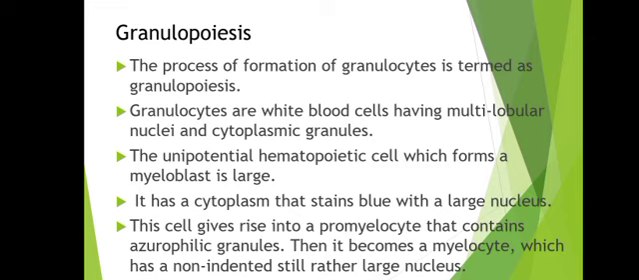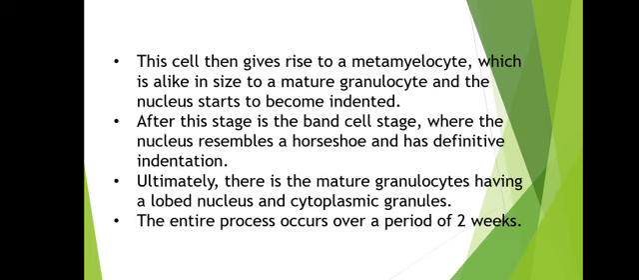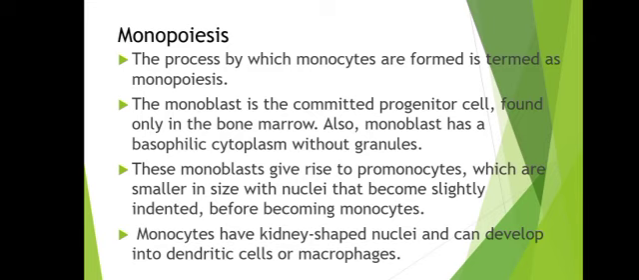Then we will go through monopoiesis. The process by which monocytes are formed is termed monopoiesis. The monoblast is a committed progenitor cell found only in the bone marrow. Also, the monoblast has a basophilic cytoplasm with granules. These monoblasts give rise to promonocytes, which are smaller in size with nuclei that become slightly indented before becoming monocytes. Monocytes have kidney-shaped nuclei and can develop into dendritic cells or macrophages.